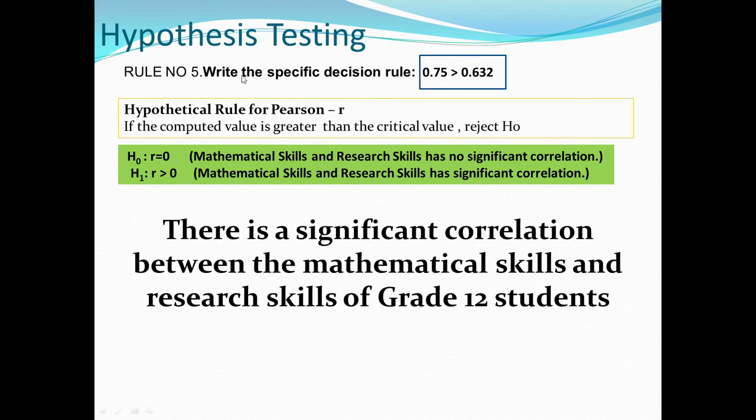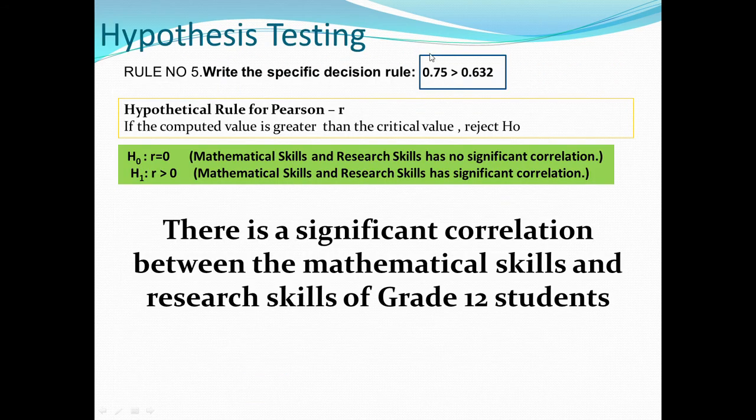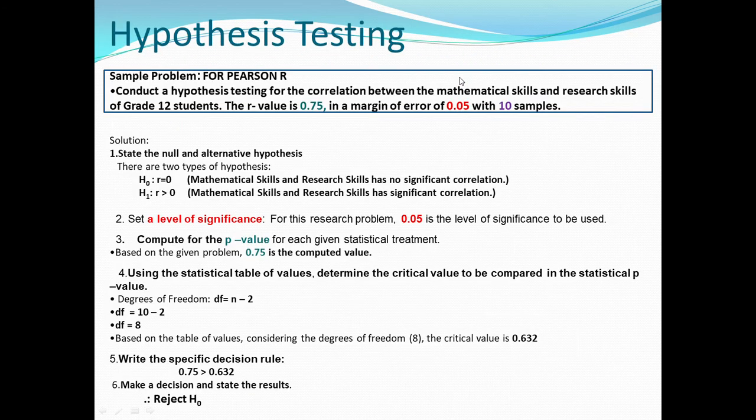Ayan, let's look for rule number 5. We have to write the specific decision rule. Okay, yung 0.632, ito yung ating critical value na nakuha natin dito. And then, i-compare natin siya sa computed value. Okay? Kung nalilito kayo kung saan galing yung computed value, dito siya galing. Babalikan ko lang. Yung p-value natin or yung computed value, it is already given doon sa activity ninyo. Given na siya doon. Okay, computed value, p-value, or r-value. I-compare natin yun doon sa ating critical value.